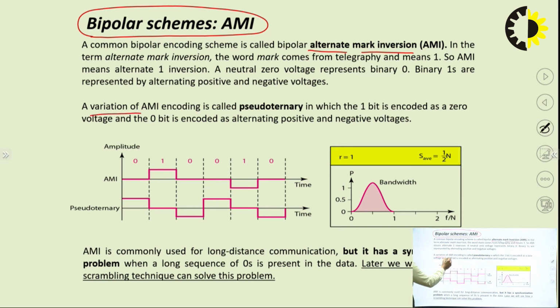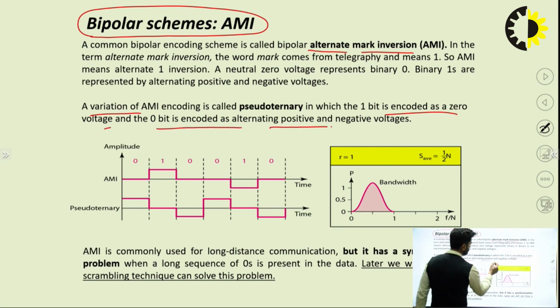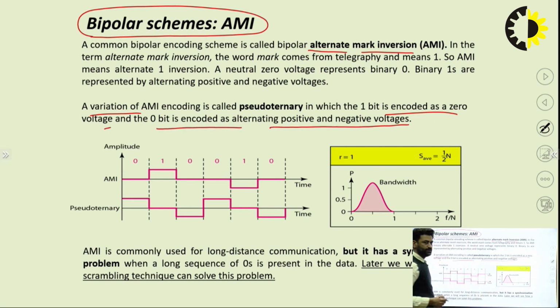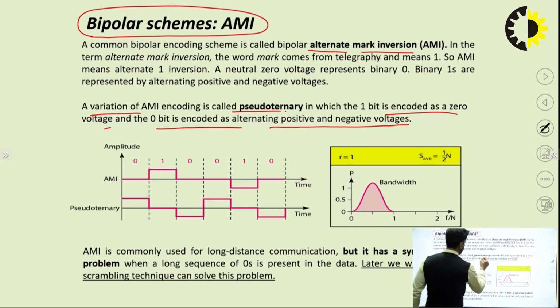A variation of AMI encoding is called pseudo-ternary, in which the 1 bit is encoded as a 0 voltage and the 0 bit is encoded as alternating positive and negative voltage. It is the reversal of AMI: in pseudo-ternary, 0 will be represented as alternating voltage changes and 1 will be represented as a 0 voltage.